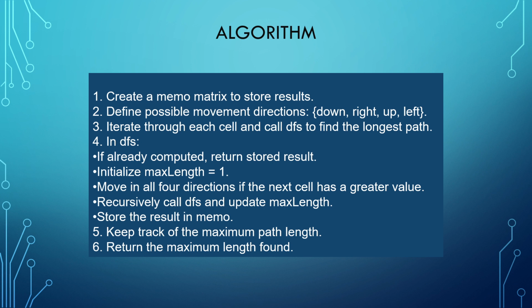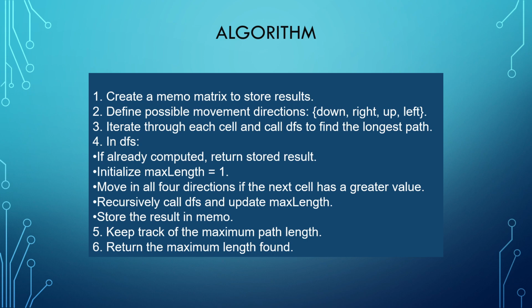For each cell, if the DFS is already computed, which means the longest path is already computed for the cell, it will be present in the memorization array. So we will just return that stored result, which can be seen as one of the base conditions for this recursive DFS. And if the result is not already computed, then we have to compute it.